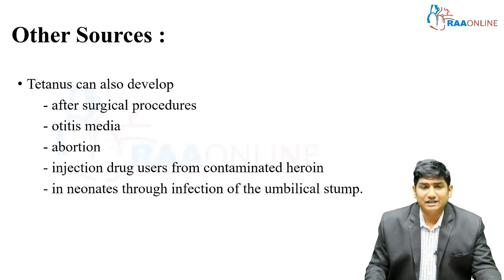What are the other sources? It can be a contaminated surgical procedure, otitis media, which we most often miss, or an abortion not done in a proper way, or injection drug use from contaminated, adulterated heroin, and in neonates through infection of the umbilical stump. Okay, even now in certain villages, cow dung is used over the umbilical stump as a cultural practice. So all these things are more prone to develop tetanus.